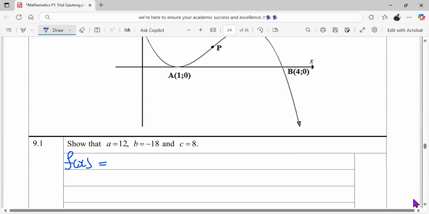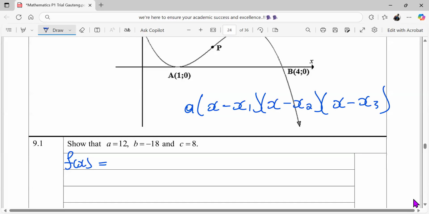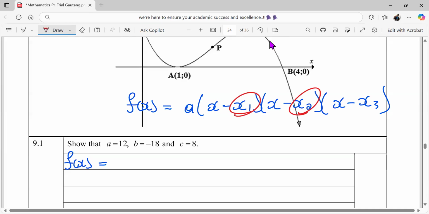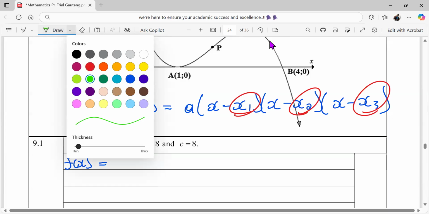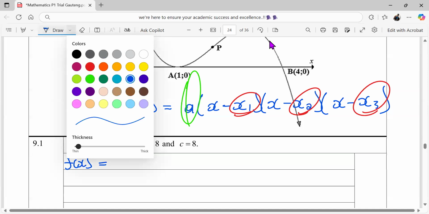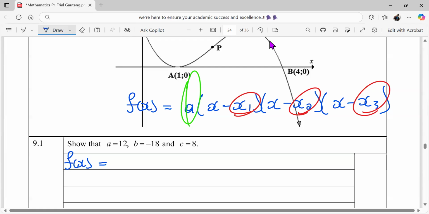In order to find the equation of this cubic function, we are going to take a and multiply this by (x minus x1), multiply this by (x minus x2), multiply this by (x minus x3). This is the form that we use every time we want to find the equation of a cubic function such that we are given three x-intercepts and one other point that is lying on the function. The significance of that one other point is to help us get the value of a. But since we know a in this case, we don't need that one other point.